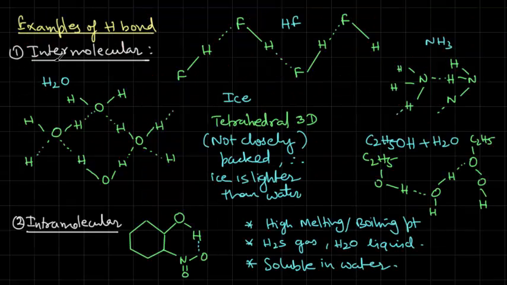Examples of hydrogen bond. So intermolecular. In this case, the molecules are the same. HF, for example, we just studied, has a structure like this. Water has this kind of structure, kind of self-explanatory. NH3 has it like this. Ice, that is also intermolecular, but it's a tetrahedral 3D structure. It's difficult to draw here. So just know that the structure is different from normal water.